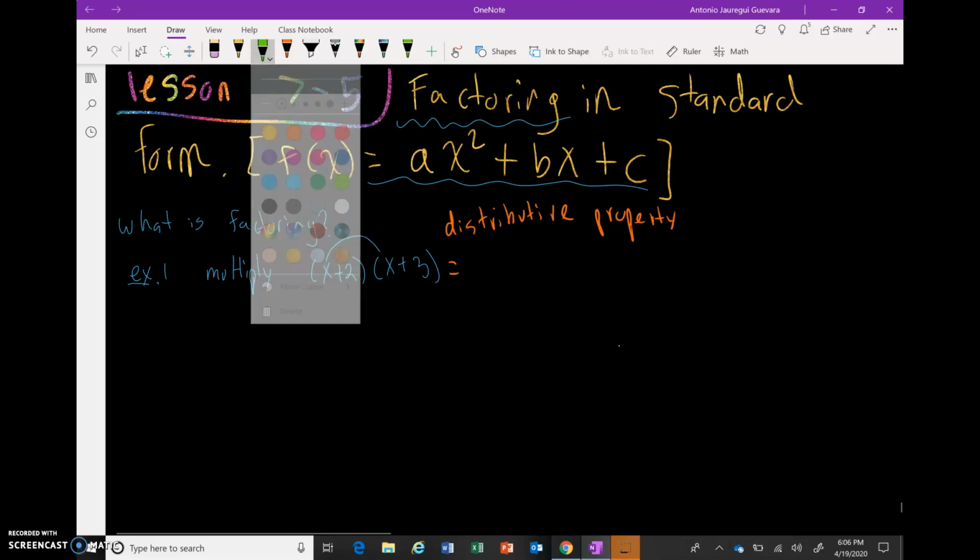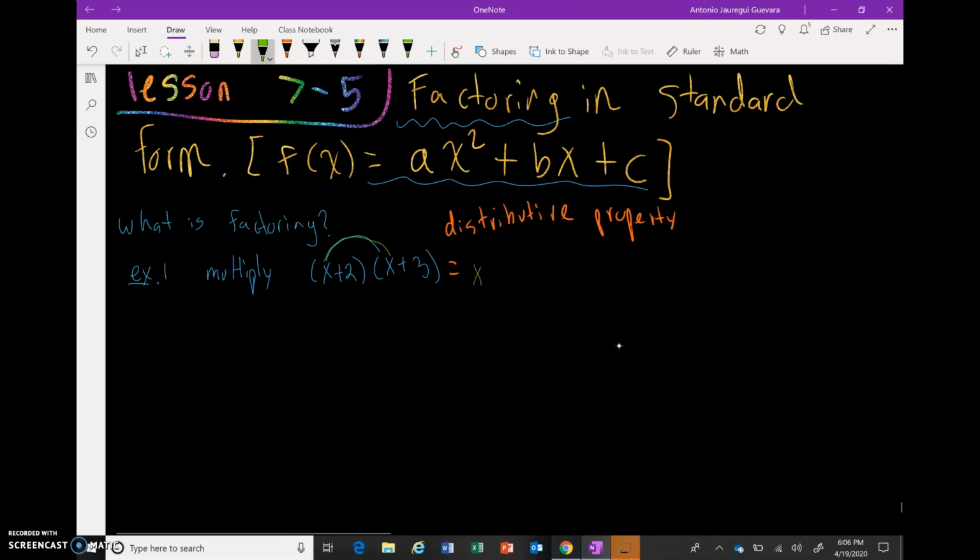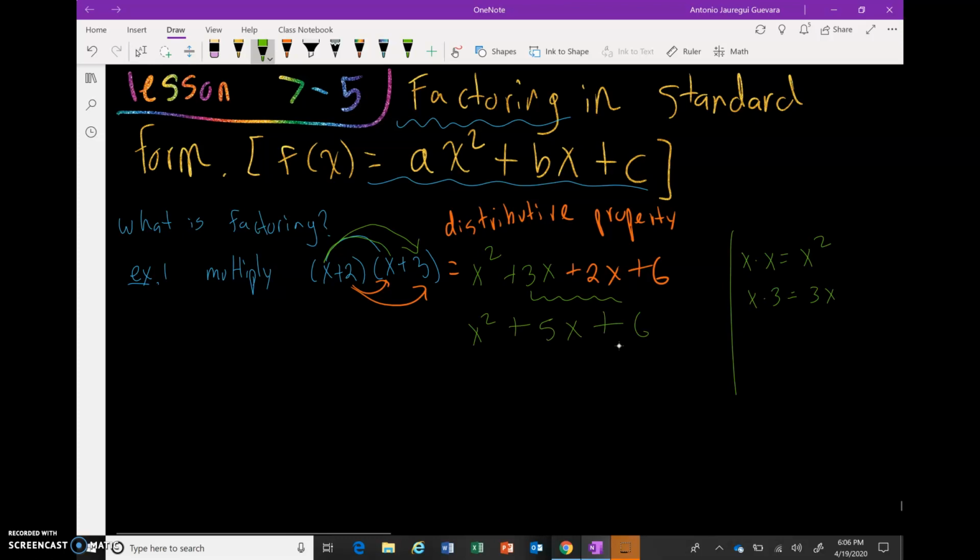If I go ahead and do this, x times x gives me x squared. And again, guys, x times x is x squared. If I do x times 3, that'll give me plus 3x. If I do 2 times x, that'll give me 2x, and then 2 times 3 gives me 6. Now we have to combine the like terms. My like terms are these two: 3x plus 2x gives me 5x plus 6.